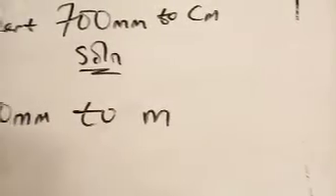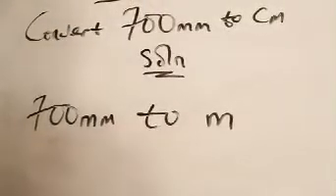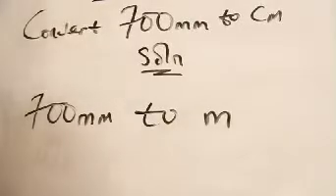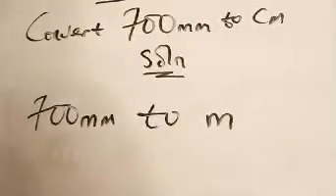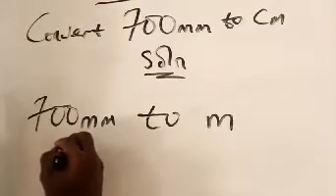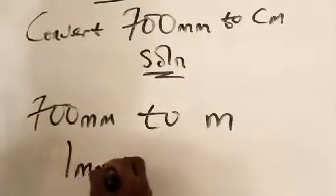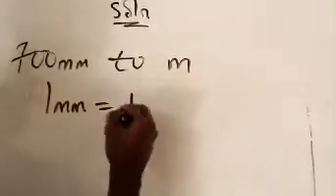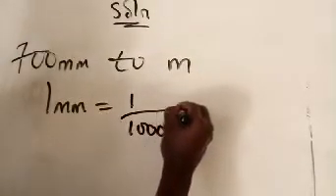Right? So, having done this, let us try to remember the relationship between millimeter and meters. You can refer back to our video on physical quantities and units to know this. We say that 1 millimeter is equal to 1 over 1,000 meters.